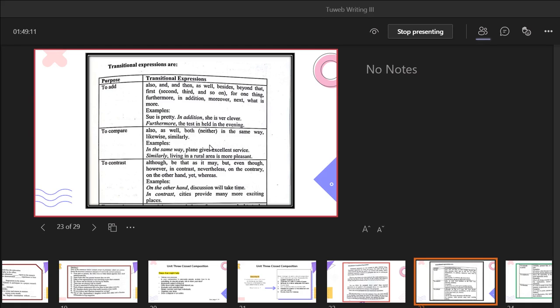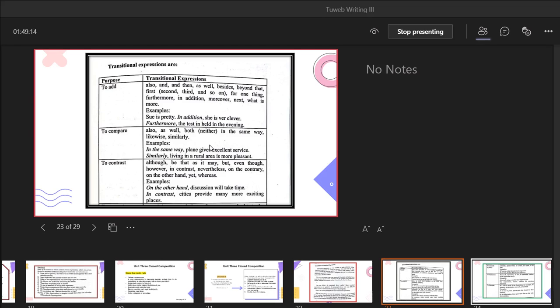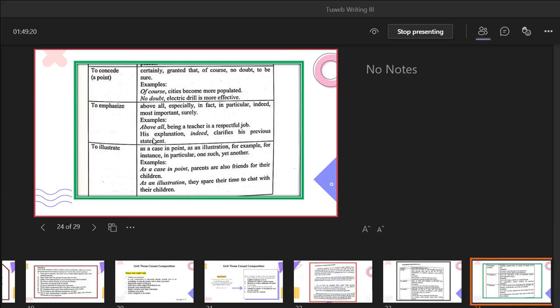Jadi, kata-kata ini kita bisa gunakan to show contrast. And the next one, we also have to concede a point atau to emphasize our point. For example, certainly, granted, of course, no doubt, and so on. And then, of course, cities become more populated. Oh, no doubt, electricity drill is more effective. Or to emphasize something, above all, especially, in fact, we can also use indeed. For example for number one, above all, being a teacher is respectful. His explanation, indeed, clarifies his previous statement.